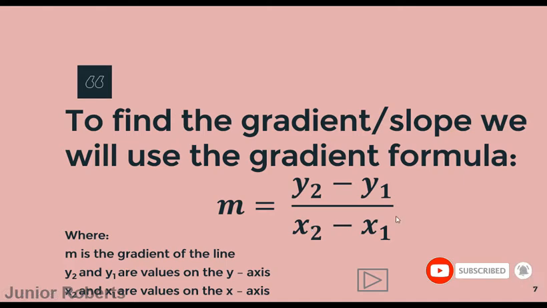So do not mistake this to be y squared or x squared. Now we're going to actually utilize this formula in future videos and see how we go about finding the gradient. But for now, this will be our formula which we will use to find the gradient of our line of best fit. Now, in the case of y2 and y1, x2 and x1, these are values on the y-axis and these are values on the x-axis. So we're going to look at how we go about finding values for y2, y1, x2 and x1.